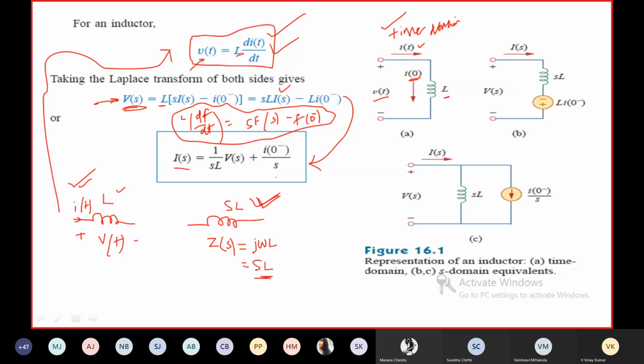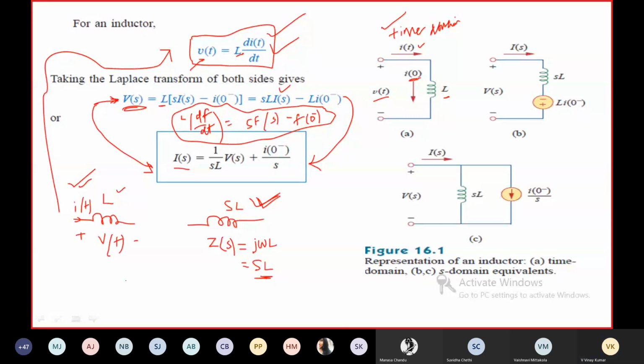Based on these two equations, we are going to get circuit models in the s domain, with initial conditions.